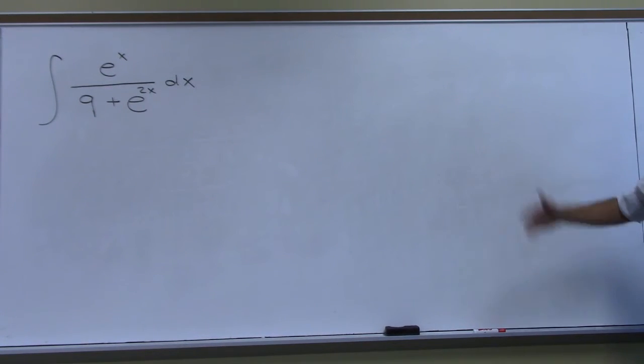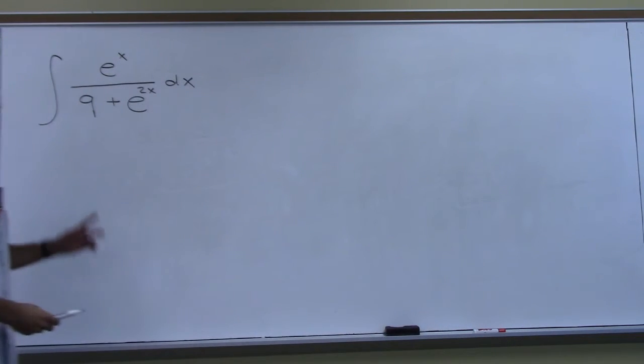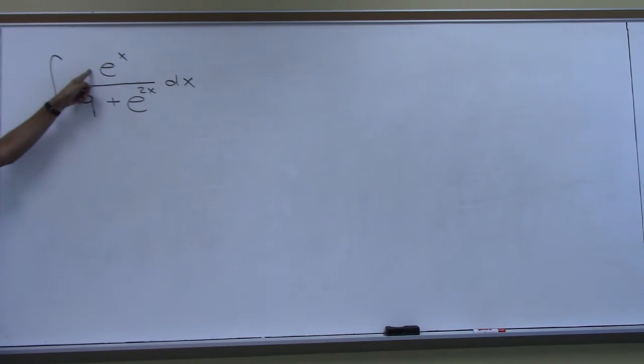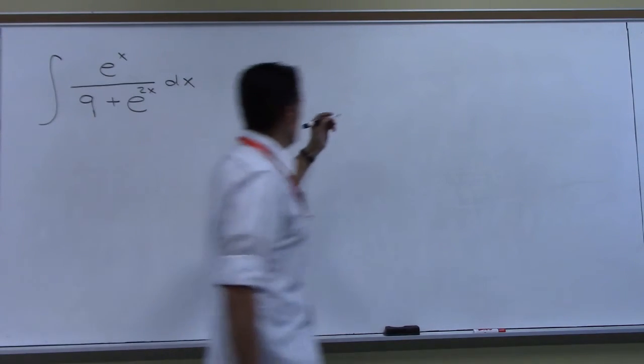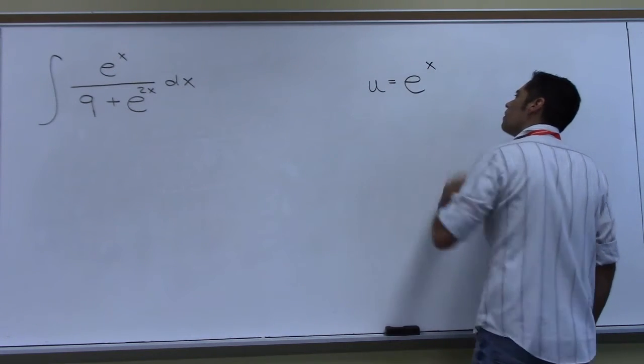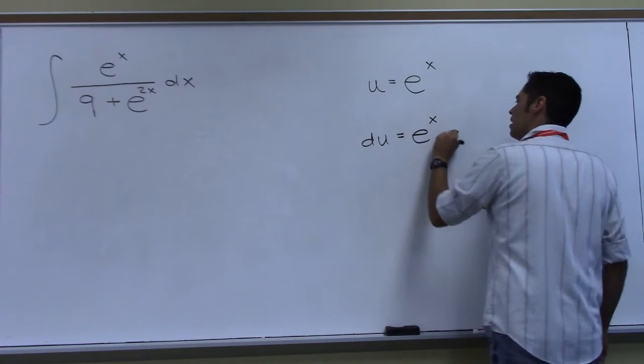e to the x? So where are you seeing an e to the x? I see two of them. I see an e to the x and an e to the 2x, right? So which one are you treating as the u? Both, or this one? Okay, if you treat this as e to the x, I'm going to write it down. u is e to the x. What is its derivative? Its derivative is e to the x dx.